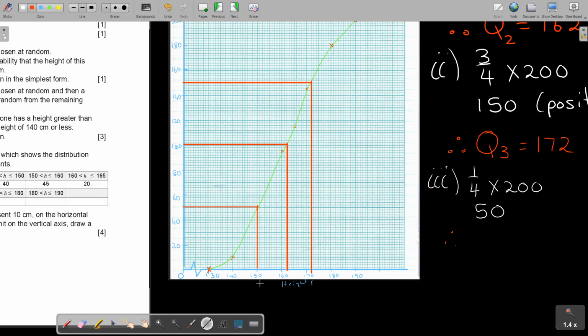Is it on the dot? Mine is on the dot. So therefore, I see the text in the teacher's guide, I write 151. But it depends on your graph. So Q1 is equal to 150.